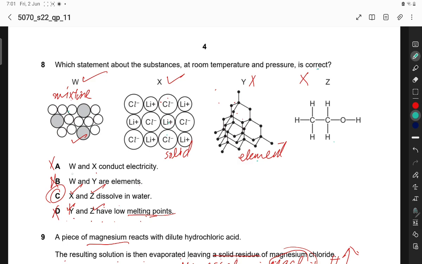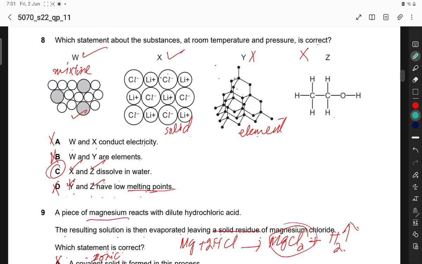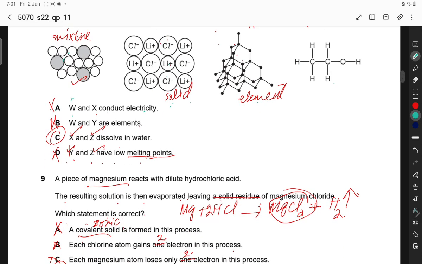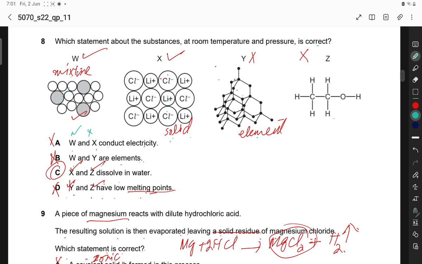This is diamond. W and X conduct electricity. It is incorrect because X is solid at room temperature. W can conduct but X cannot. W and Y are elements. W is a mixture, and Y is an element, so it is incorrect.